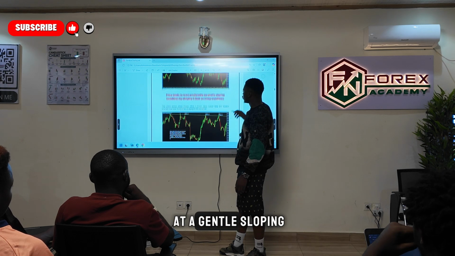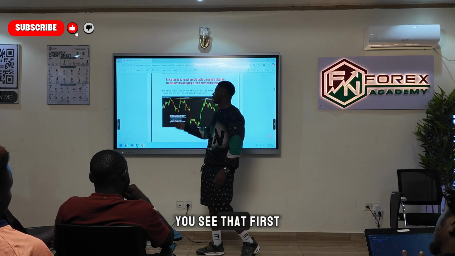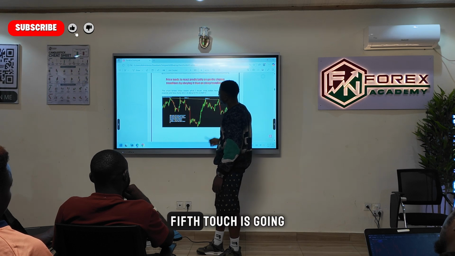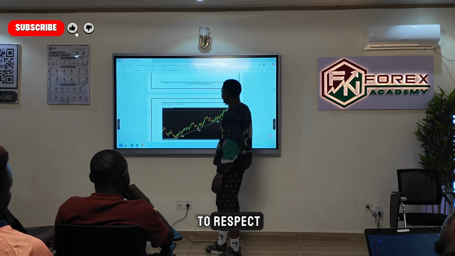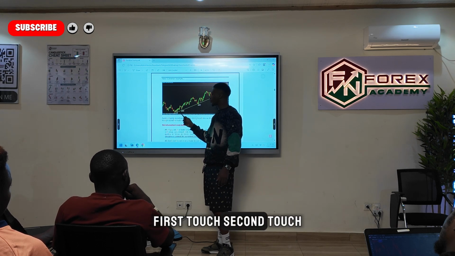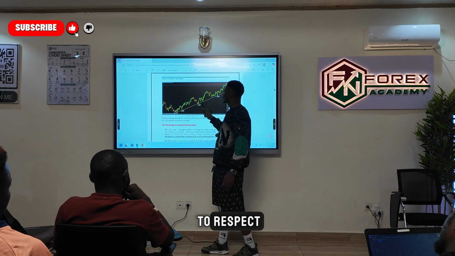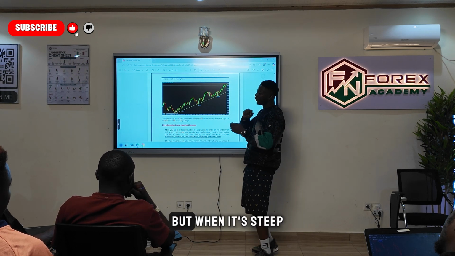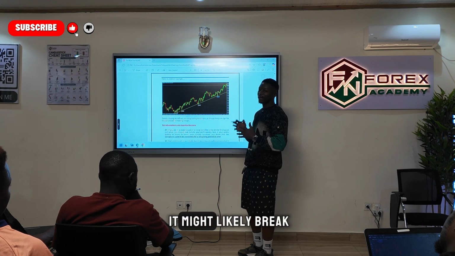But if you look at a gentle sloping trend line, you see that it does first touch, second touch, third touch is going to respect, fourth touch is respect, fifth touch is going to respect. Look here, a gentle sloping trend line. First touch, second touch, third touch is going to respect, fourth touch is respect, and the fifth touch is still going to respect. But when it's steep, then you know that it might likely break.